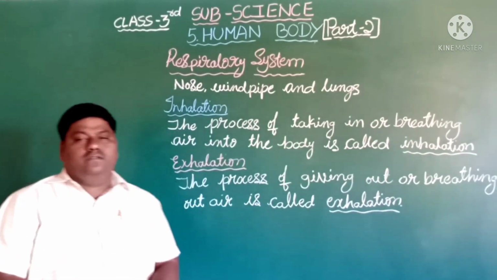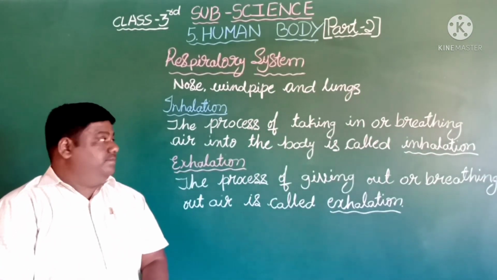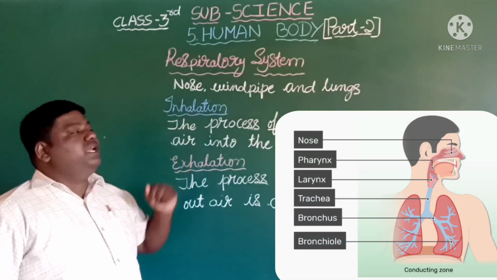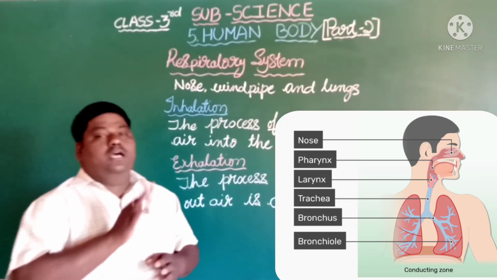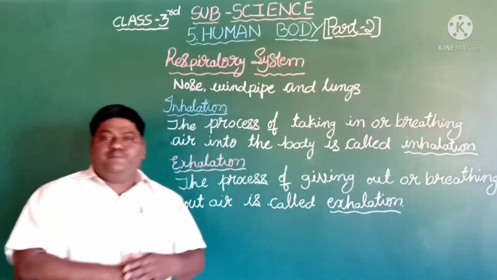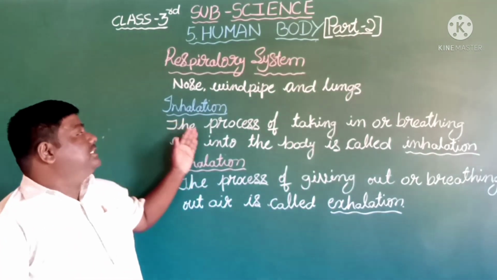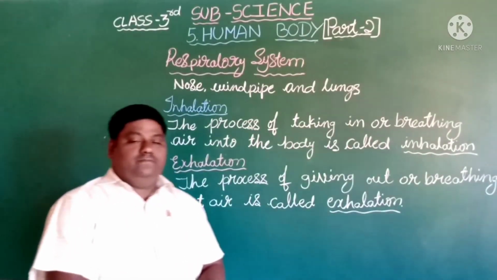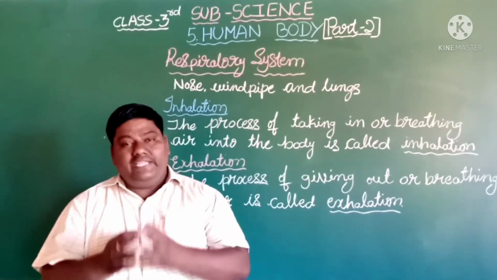Okay, dear children, now we are going to learn about the respiratory system. Here, the nose, windpipe, and lungs make up our respiratory system. See here, in the respiratory system there are two processes: the first one is inhalation and the second one is exhalation. See, dear children, already you know the meaning of breathing.